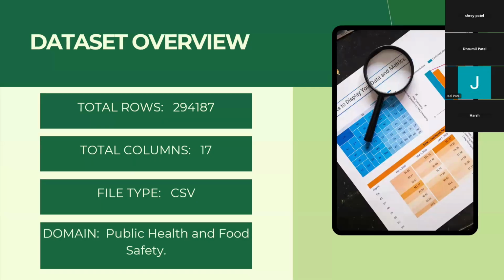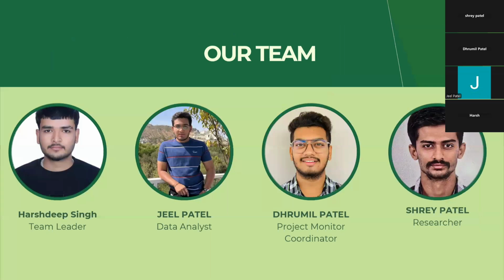The dataset consists of 294,187 rows and 17 columns provided in a CSV format. The domain is public health and food safety. Our team members are Harshdeep as team leader, Jil and myself as data analysts, Drumil as project monitor and coordinator, and Shrey Patel as researcher.